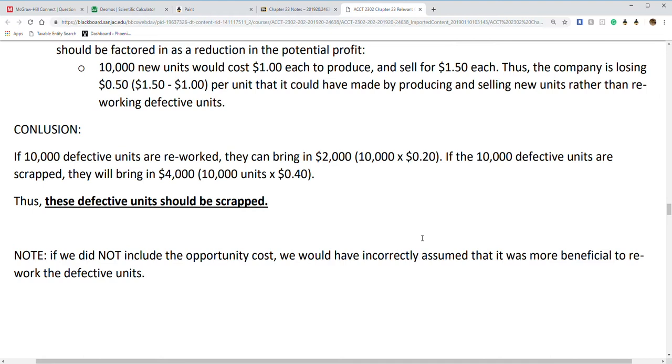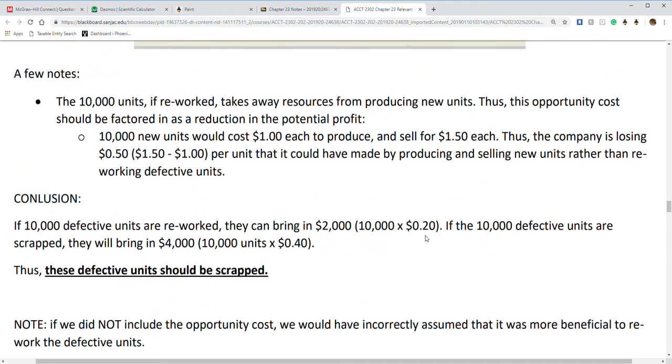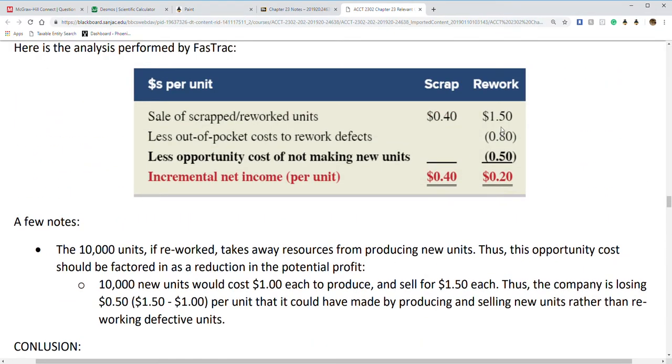And again, if we did not include opportunity cost of them replacing what a new unit would have been, because we can probably sell a new unit more than we can sell a defective unit, we would have incorrectly assumed that would be more beneficial to rework. Because again, that's $1.50 subtracted by 80 cents, that's 70 cents right there. So 70 cents is greater than the scrap. We would have thought, hey, let's rework it. Then we realized we lost 50 cents because we did that, and nobody factored it in. So you have to factor in that opportunity cost.